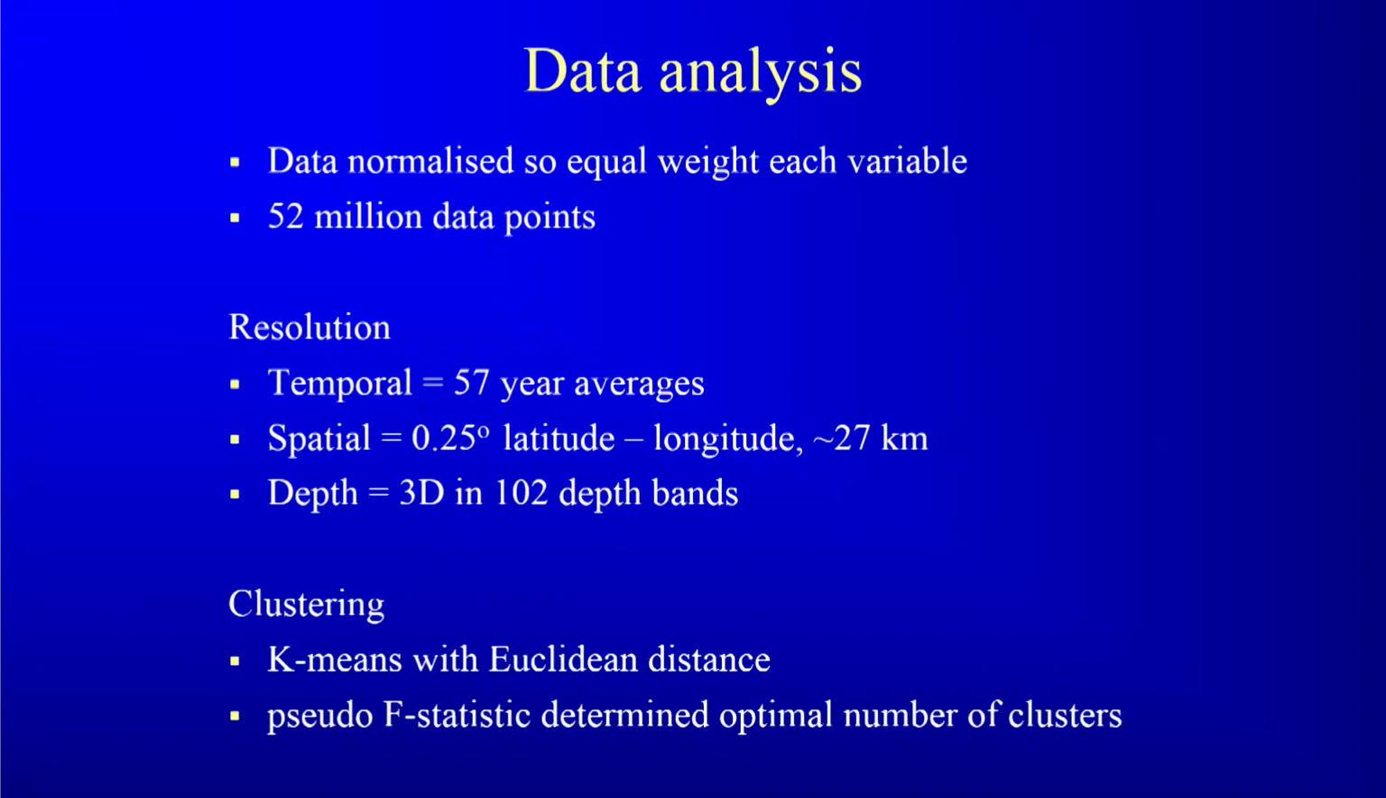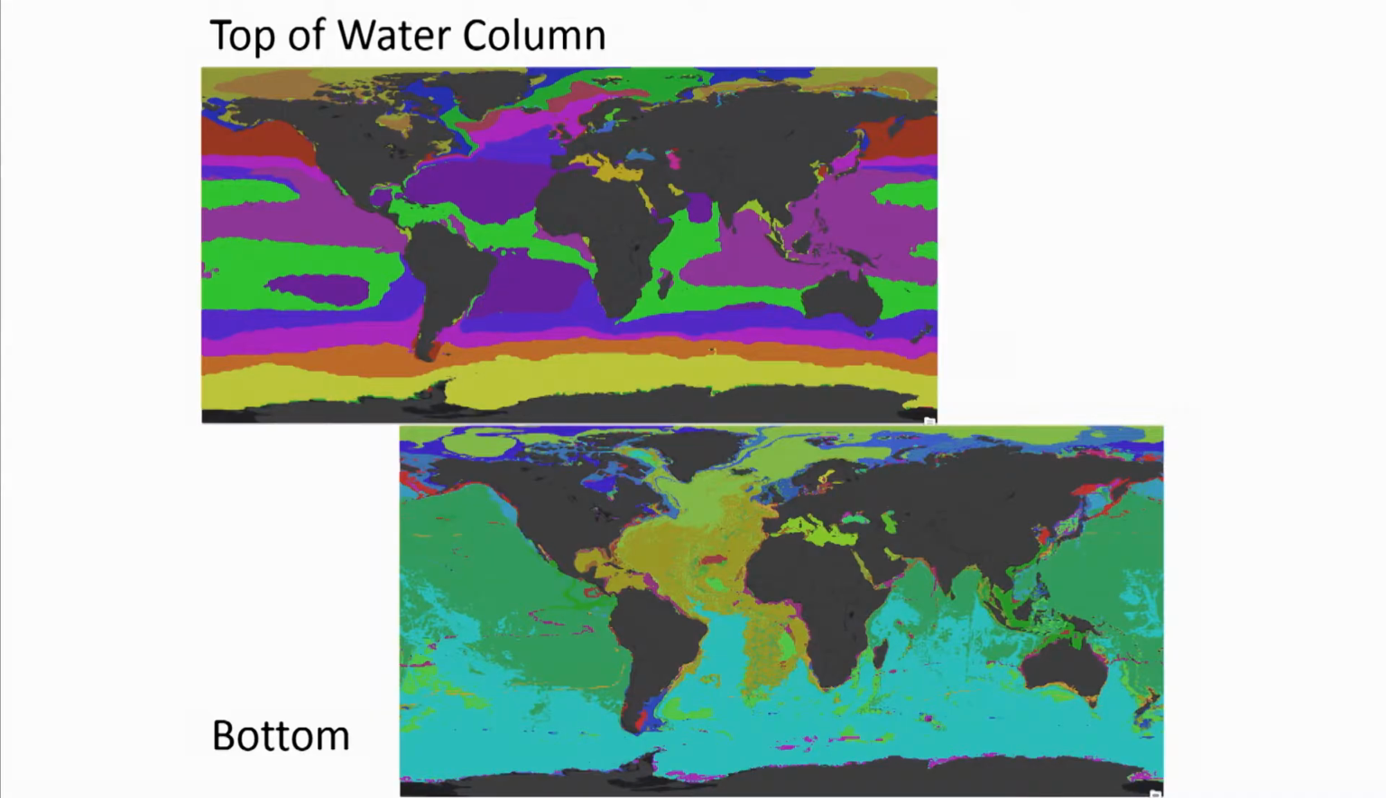That's a summary of the methods. So we're using long-term averages, 57-year averages. The data was normalized beforehand, so each variable is given equal weight. And you end up with very different patterns when you look at the sea surface and the seabed, just as we found for some of the individual environmental parameters.